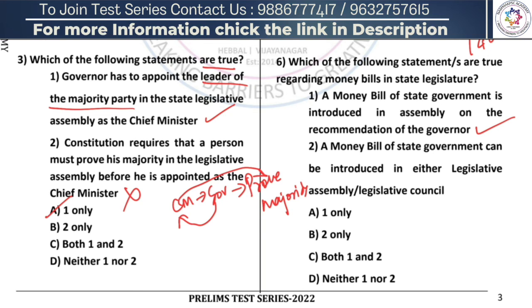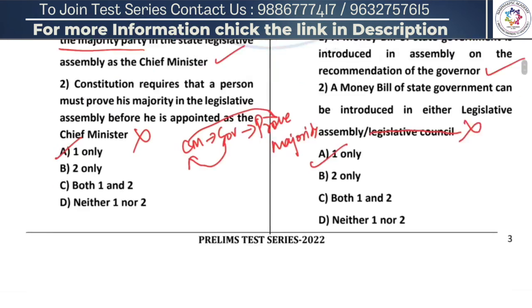And statement 2, a money bill of state government can be introduced in either legislative assembly or legislative council. No, this is not true. The money bill at the central level or at the state level cannot be introduced in the upper house, so the legislative council, it cannot be introduced. So the right answer here is going to be option A, 1 only.